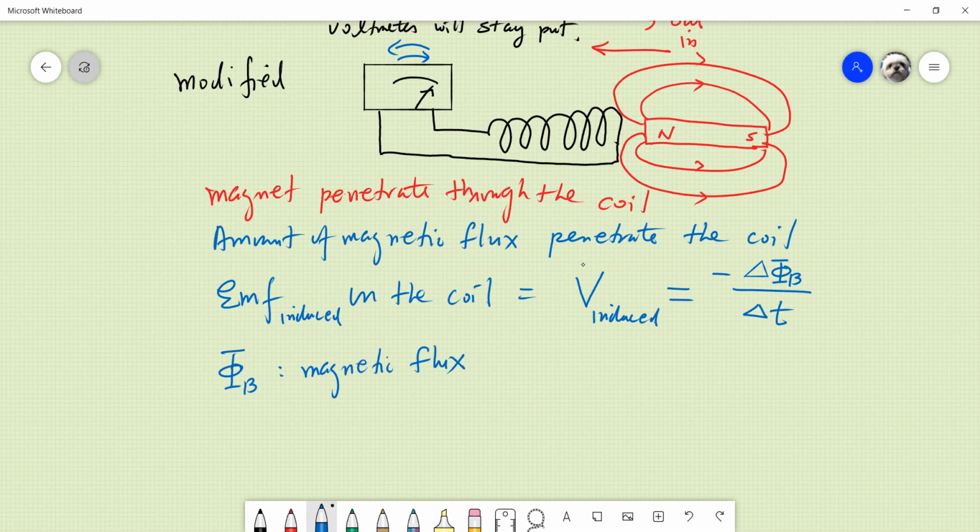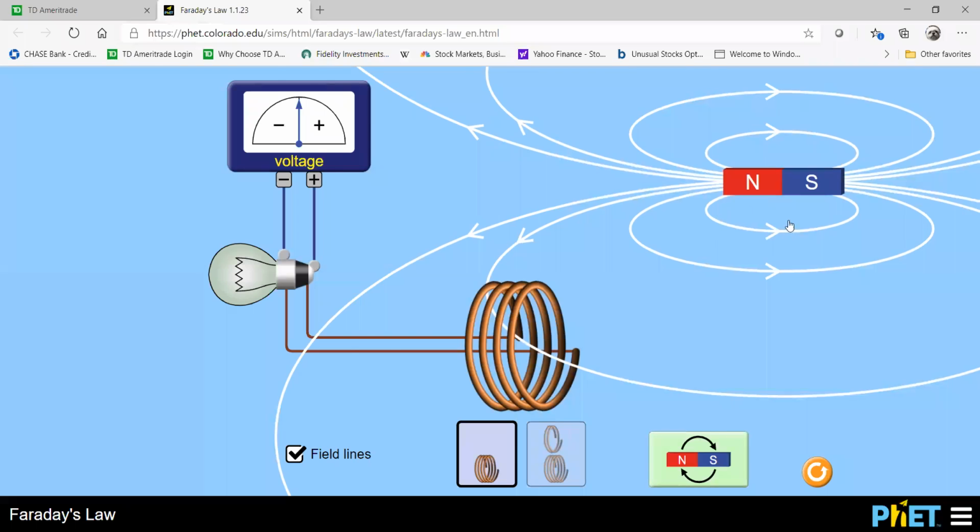Now it also depends on the number of turns, so we should put an N here. N stands for the number of turns of the coil. So that will be the Faraday law. What we are doing next week is proving the Faraday law. You understand what I'm saying?